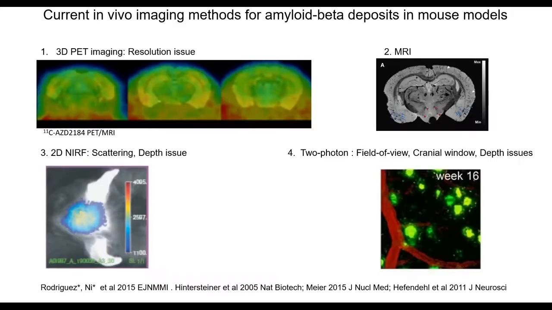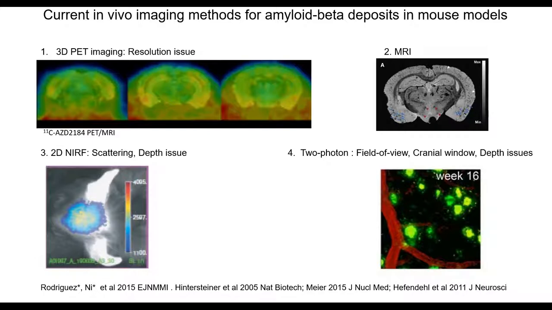We'll first go into amyloid beta imaging in animal models. In the preclinical imaging of amyloid deposits in mouse brain, PET has so far provided excellent sensitivity and quantification capacity. However, it has rather limited spatial resolution of around 0.7 to 1.5 millimeters. This is relatively suboptimal for the small mouse brain and hinders accurate mapping.